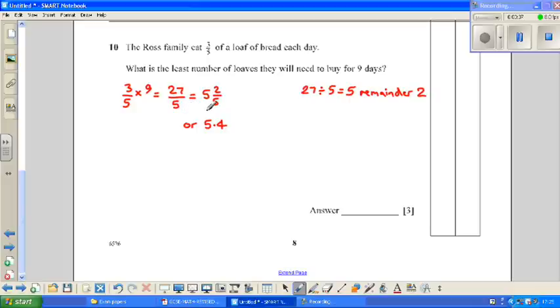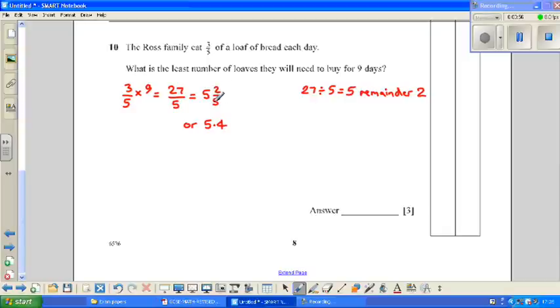Now that's a top heavy fraction, you can change it into a mixed number, a whole number and a fraction, by dividing by 5. 5 into 27 goes 5 times remainder 2, so that gives you 5, and the remainder 2 is 2/5.